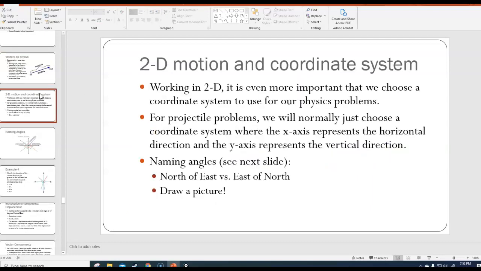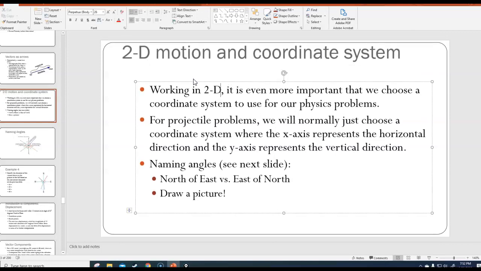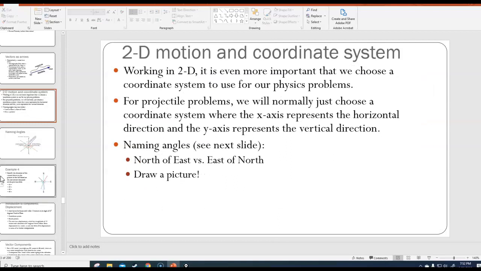Now, when you're working in 2 dimensions, you have to be even more careful with choosing a coordinate system to use with physics problems. There are some different coordinate systems we can use. A very common type of coordinate system has the x-axis represent the horizontal direction and the y-axis represent the vertical direction. In that context, the positive y direction is up, and the positive x direction is to the right.